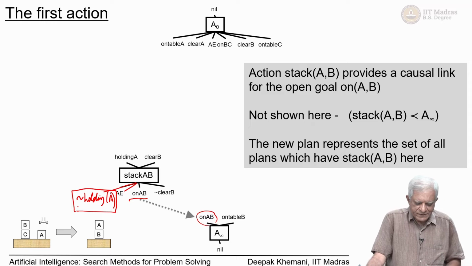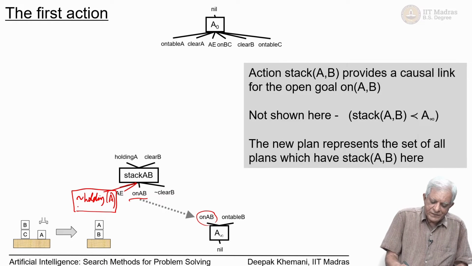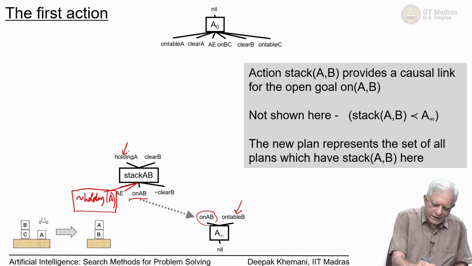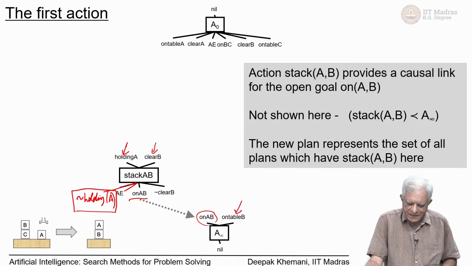Okay, so, we have added the first action. Then what are we left with? At this stage, you can see there are no threats, because there is only one causal link and there is no third action in the picture at all, but there are some open goals. On table B is an open goal, holding A is an open goal, and clear B is an open goal essentially. So, let us see how plan space planning might work.